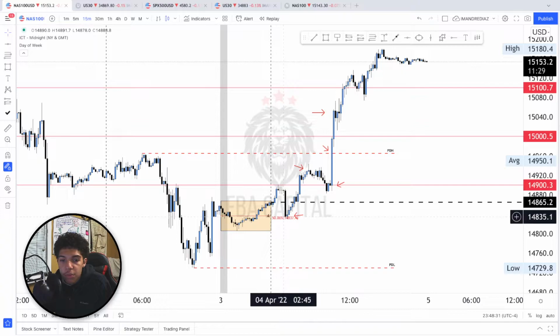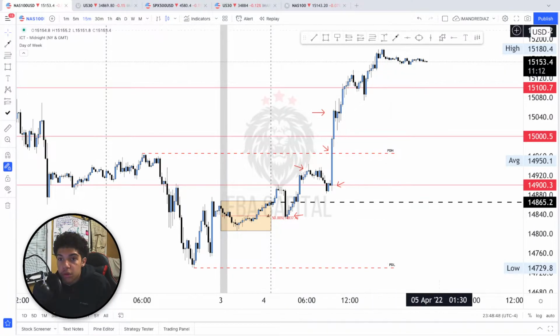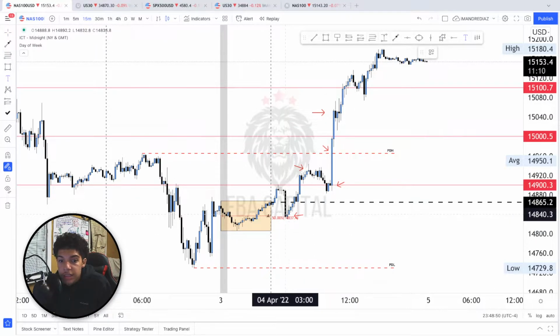This is going to be our important area. You can see that price came into the 50% of the Asian session range. Also, price dove below the 12 a.m. open, creating this area. While it's tapped into the 50% of the Asian range, while it came below the 12 a.m. open, during what time? 3 in the morning, creating what? And this ended up being the low of the day.